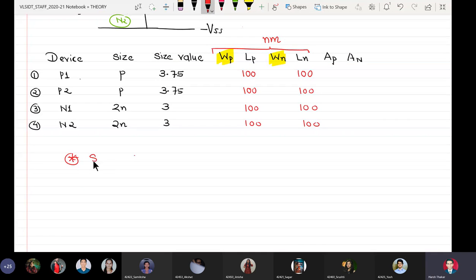that size of MOSFET is equal to W upon L. Therefore we have size of PMOS is equal to width of PMOS upon length of PMOS. Similarly, the size of NMOS is equal to width of NMOS upon length of NMOS.